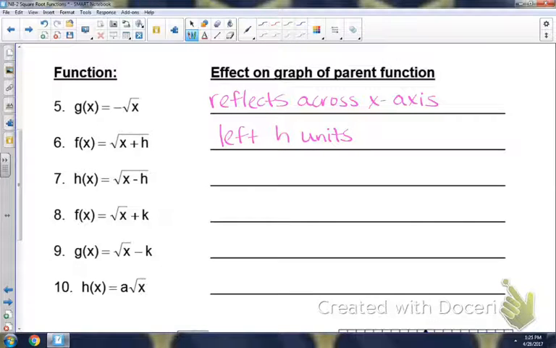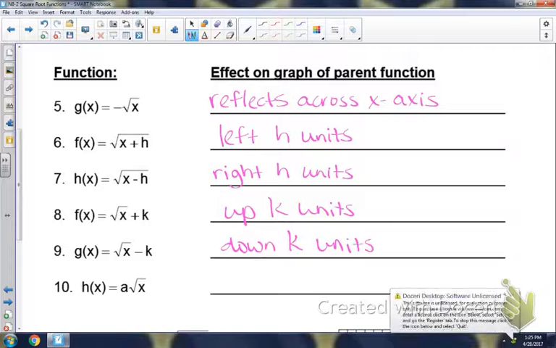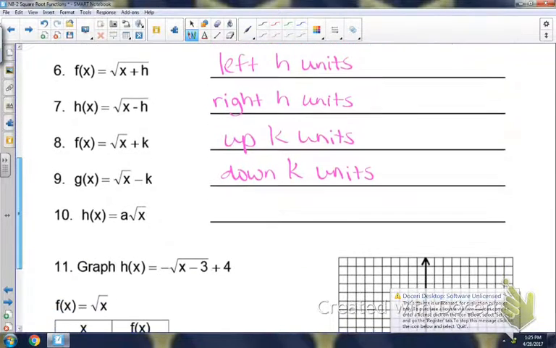And then x minus h is going to the right, h units. On the outside of the square root, if you're adding, that's shifting up, k units. And then the minus is shifting down. We haven't done an example today, but we will.